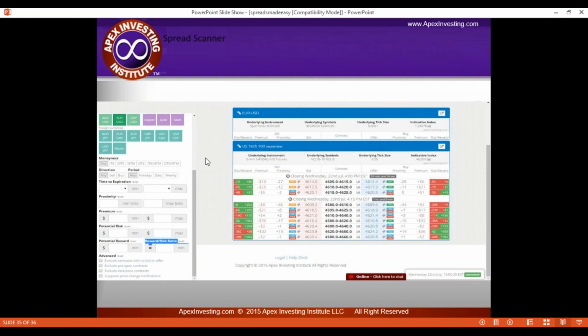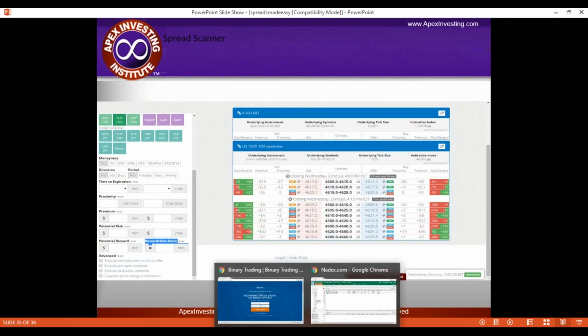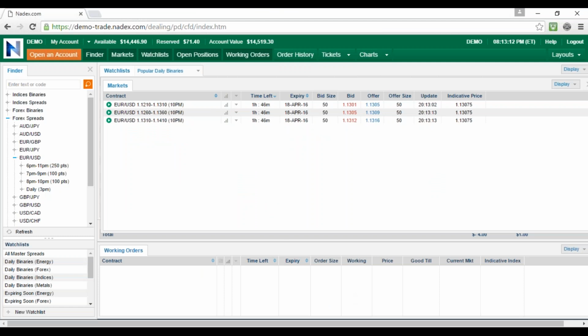So I don't have to click a ticket and act like I'm going to enter an order to be able to see my risk and reward, how much I've got to put up. I can see everything on one page. I'm not having to flip back and forth. It really simplifies trading spreads, shows you everything on one page. And that's something you can take advantage of for free as well on the Apex Investing website.